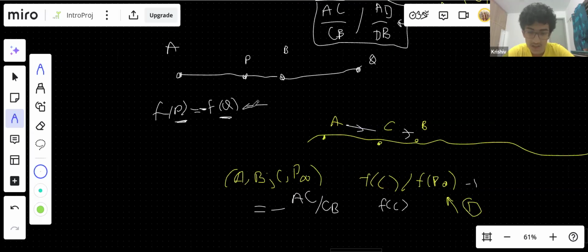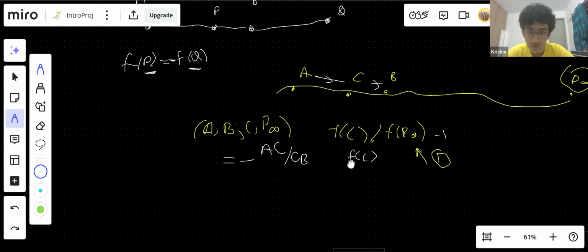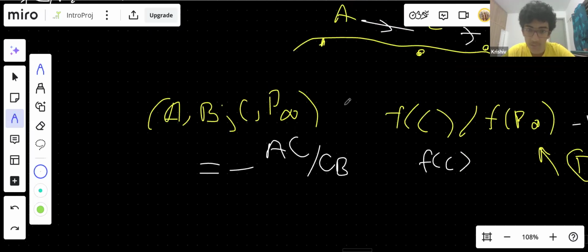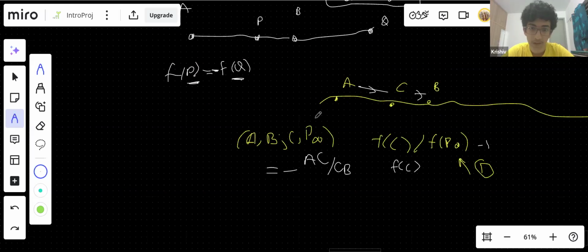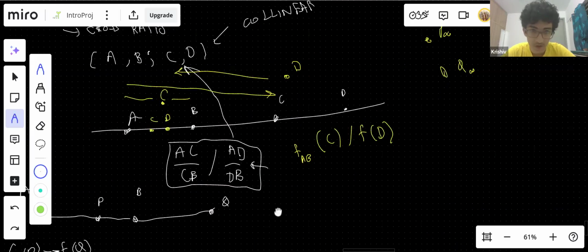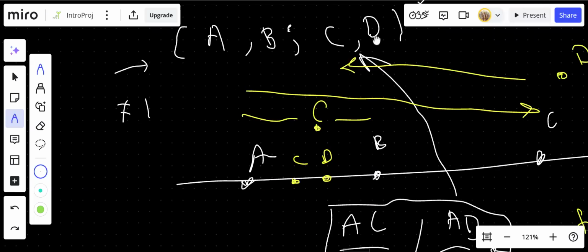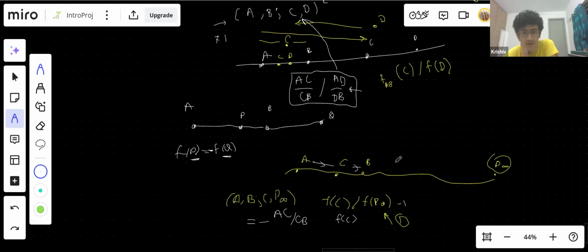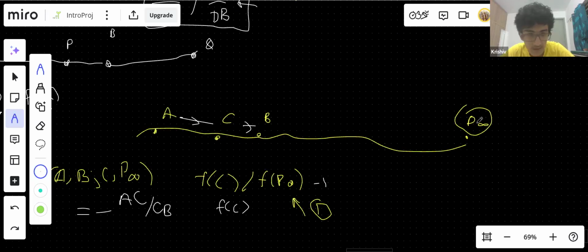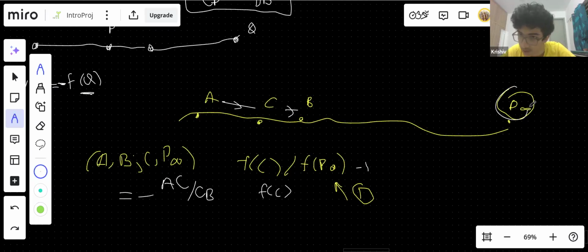There's this thing called uniqueness, because f of p can never equal f of q. So the cross ratio (A, B; C, D) can never be 1. If it were to be 1, it would have to be A, B, C, C. So it can never actually be 1. And this is the way it's defined for one of the points at the point at infinity.